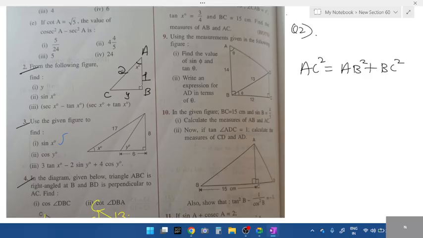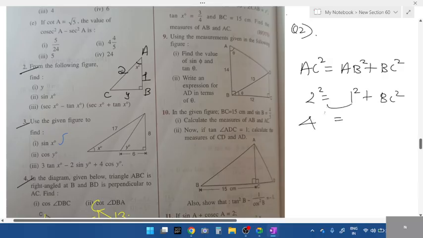Okay, what's the value? Sasha, what did you get? 2 square is equal to AB, which is 1 square, plus BC square. 4, this 1 goes to the left hand side, minus 1 is BC square. BC is equal to square root of 3. Okay, BC is equal to root 3, so what is the y value? We got y is root 3.